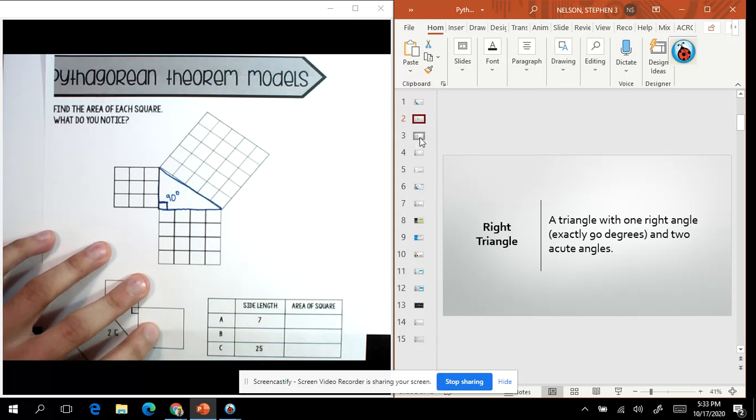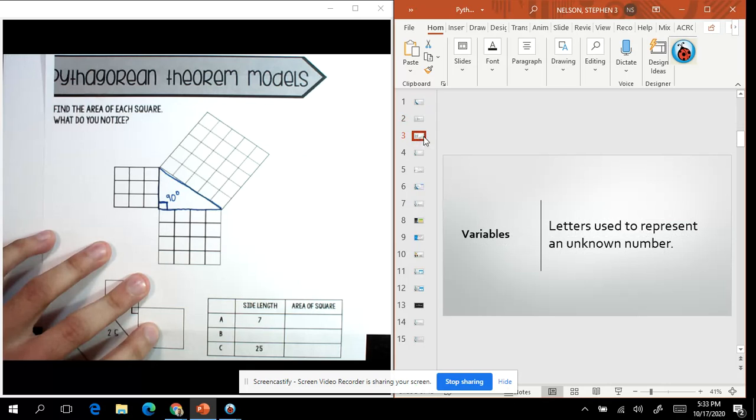Next terminology we need to go over are variables. So remember, variables are letters used to represent an unknown number. So a lot of times we use the variable x. In this case, we're going to use a, b, and c. We'll get more into that a little bit later.